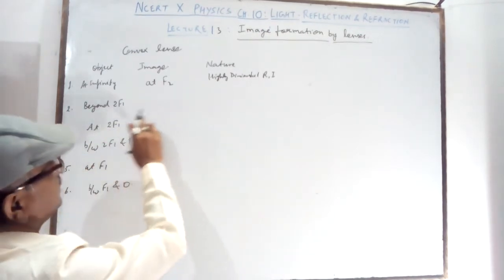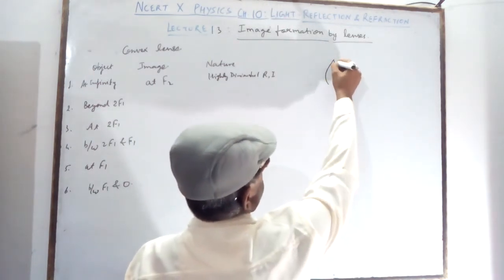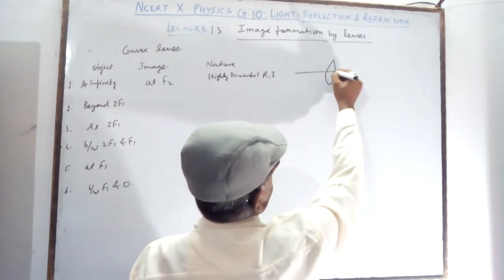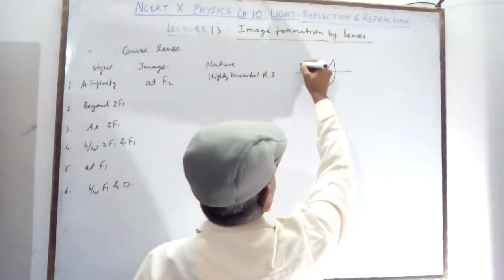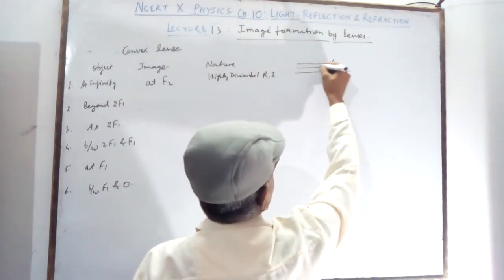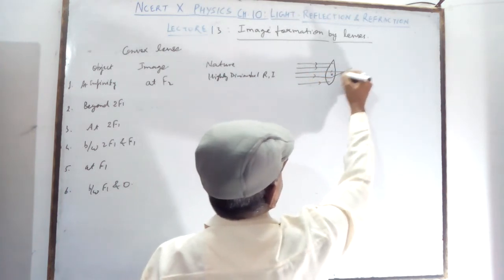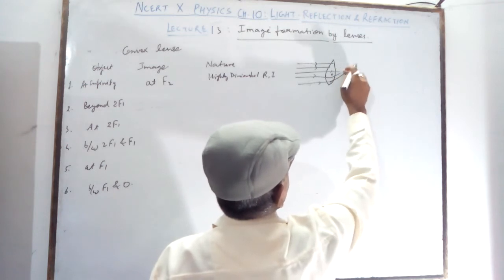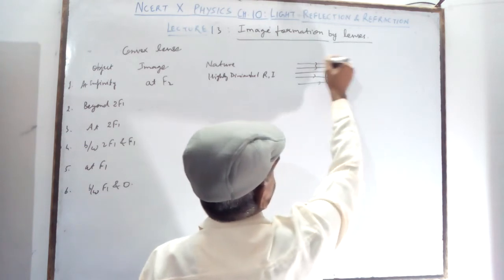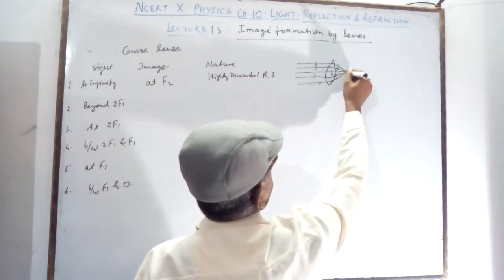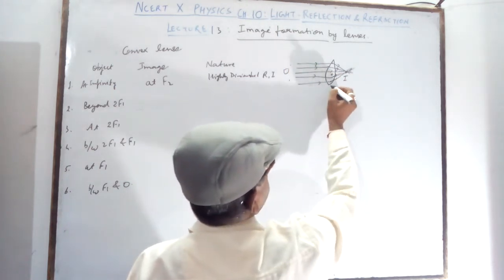Next, what will be the ray diagram for this? When the object is at infinity, which rays will you take for the ray diagram? You will take a parallel beam of light. They come and meet at a point. That point is your focus. They are meeting at a point here. This is your image. Here the image is formed and the object is far away, and you are getting the image at F2.